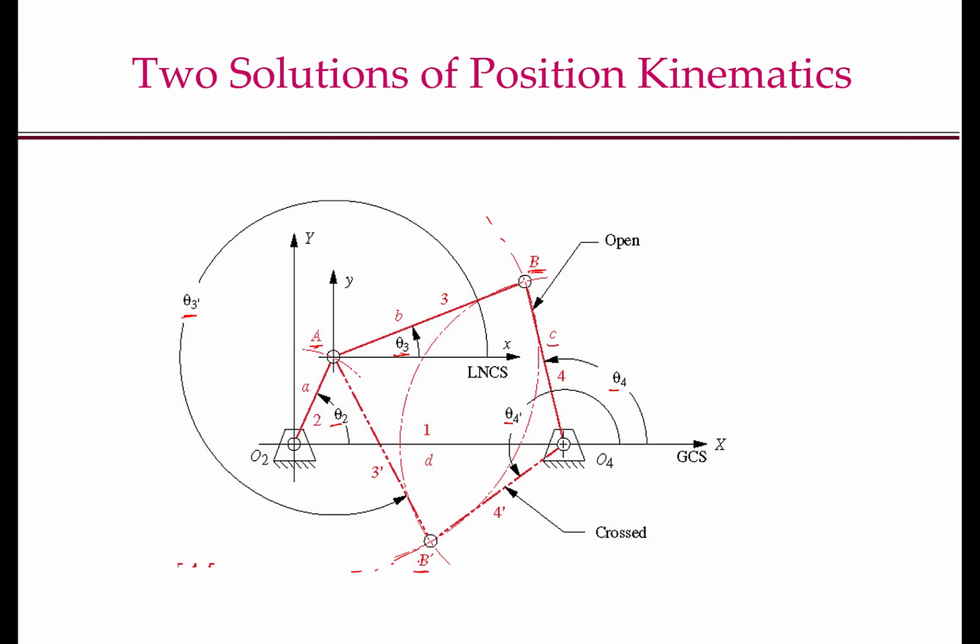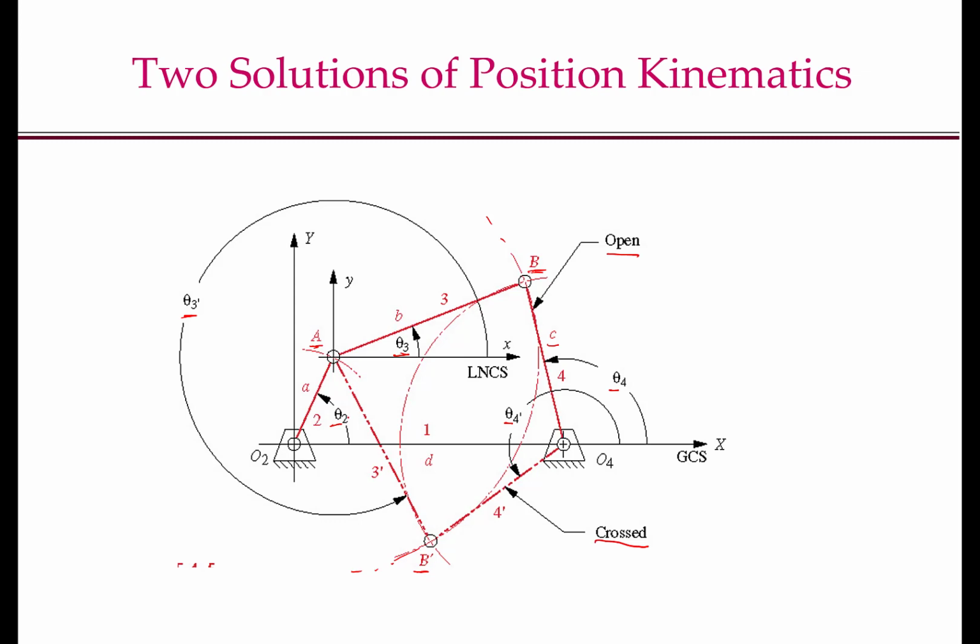There is a common terminology used to describe the two solutions of the 4-bar mechanism. So a 4-bar mechanism is said to be either in the open configuration or in the crossed configuration. Open means that if you restrict the angle θ2 to be between 0 and π/2, then the links adjacent to the driving link O2A, in this case AB and O2O4, do not intersect.